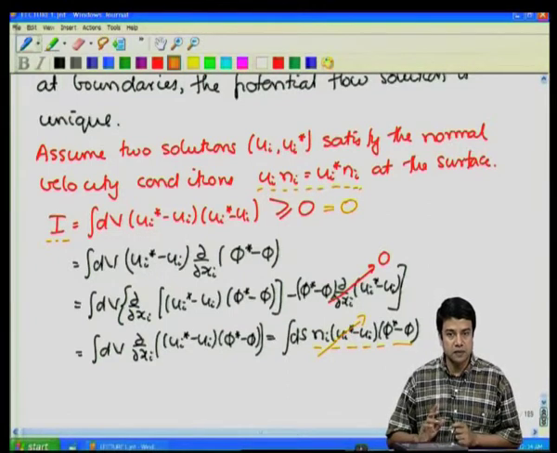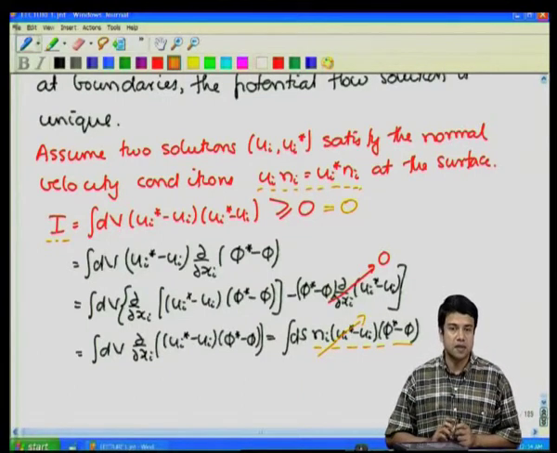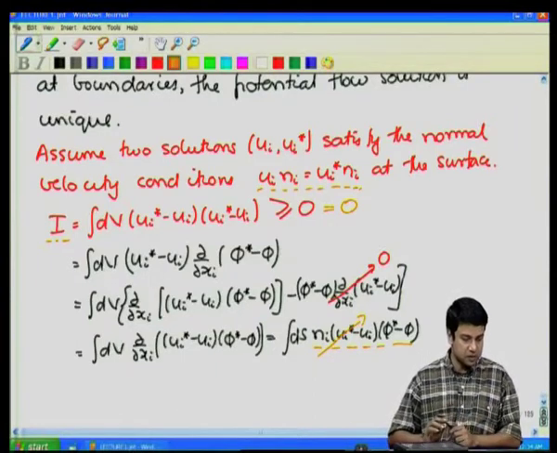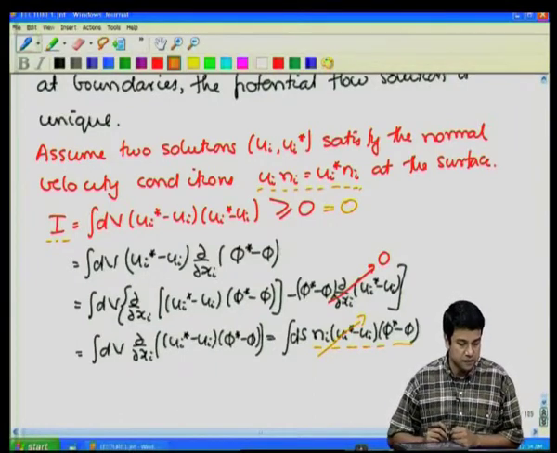However, if this integral is equal to 0, it implies that u star is equal to u everywhere within the flow. That means that the potential flow solution is unique. Okay. So, for a given set of normal velocity boundary conditions, one can show that the potential flow solution is always unique.